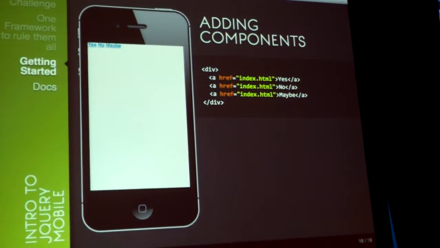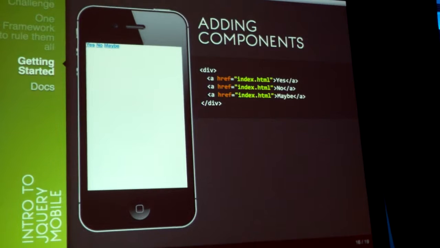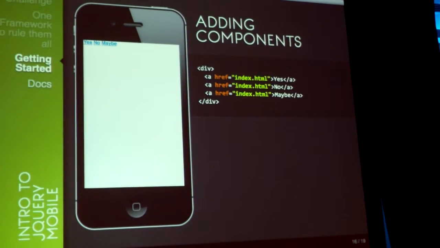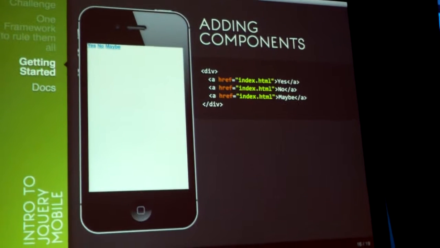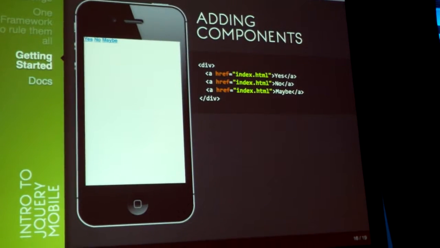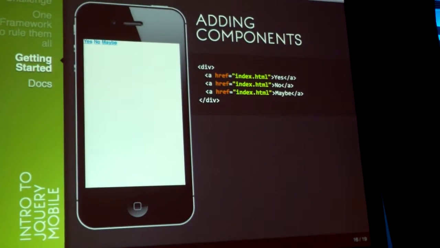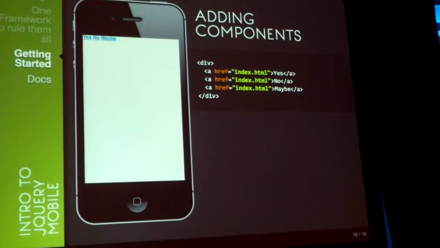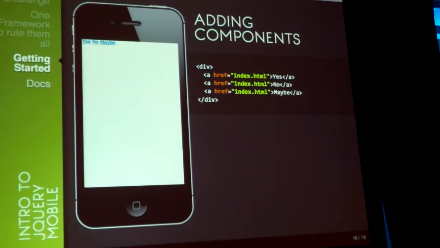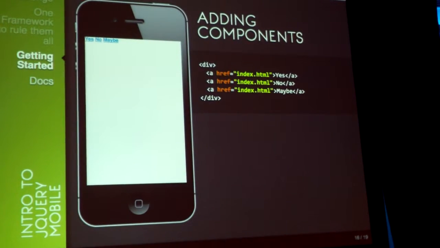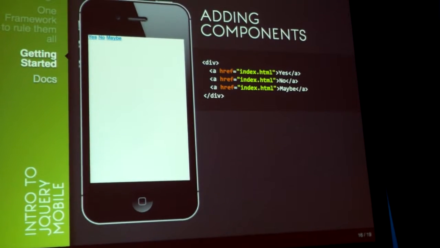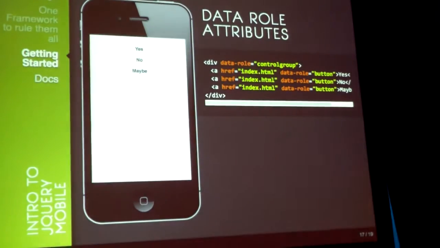Adding components. I'm not going to dive too deep into this, but I just want to point this out. So in traditional web development, you'll have a few links here. Yes, no, maybe. And that's how traditionally they'd be displayed on a website. And that's not very mobile friendly. So jQuery Mobile helps you make those easier to touch, easier to click on.